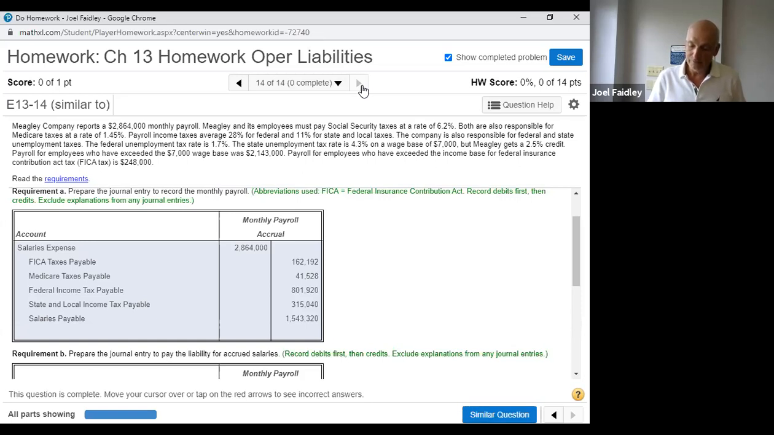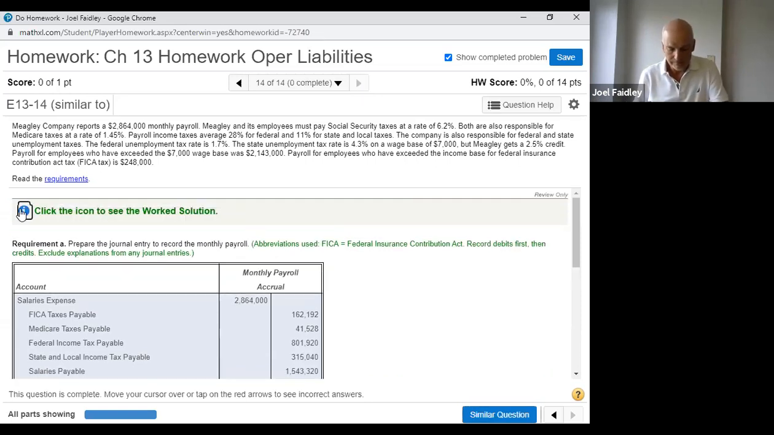But it says here, payroll for employees that exceeded the income base for Federal Insurance Contribution Act, that's Social Security, is 248,000. So these are people that are beyond the wage base of, in this year, I think it's 135,000. So the full amount, that 2,864,000, not all of that is going to be multiplied by 6.2%. 2,864,000 is going to be multiplied by 1.45% for Medicare because there is no cap. But for Social Security, we have to what? We have to subtract out that 248,000.